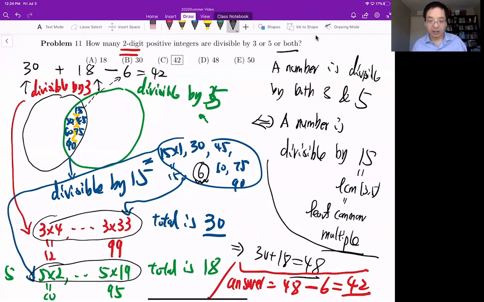So the key point is don't forget to subtract the overlap, because when you count numbers divisible by 3 plus the numbers divisible by 5, the overlap is counted twice, and you have to subtract that. So the final answer is 42.